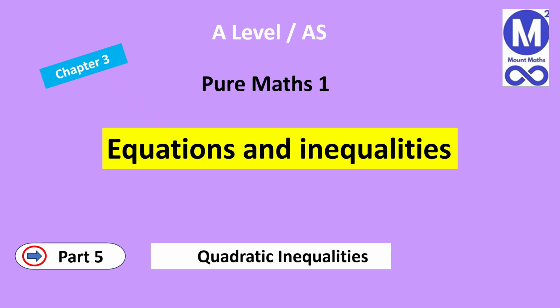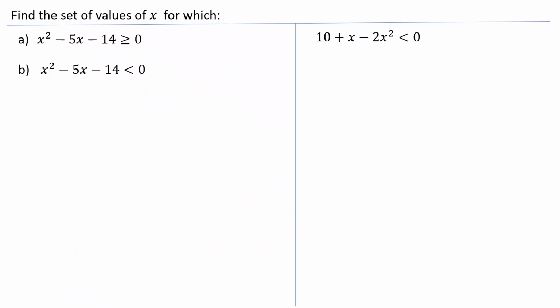In this video, Chapter 3, Equations and Inequalities, Quadratic Inequalities, Part 5. Find the sets of values of x for which x squared minus 5x minus 14 is greater than or equal to 0. To do the inequalities, first we need to sketch the graph. y equals x squared minus 5x minus 14.